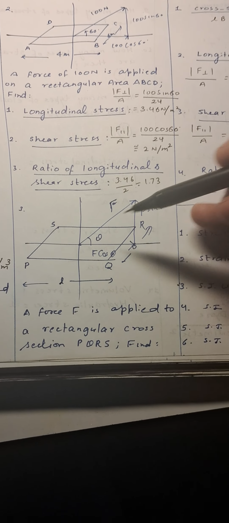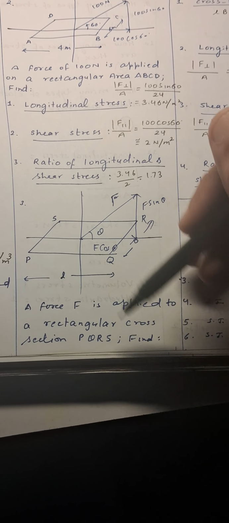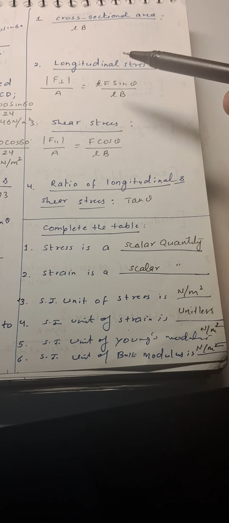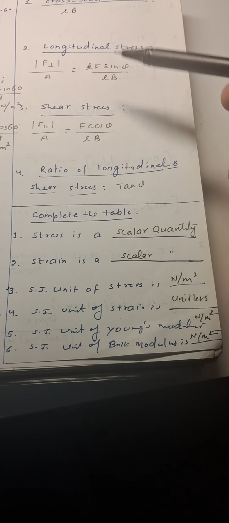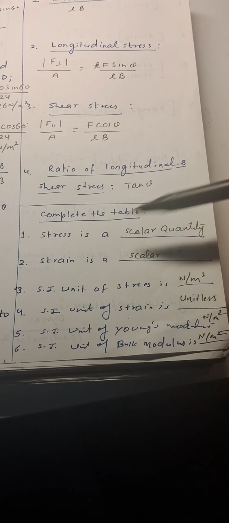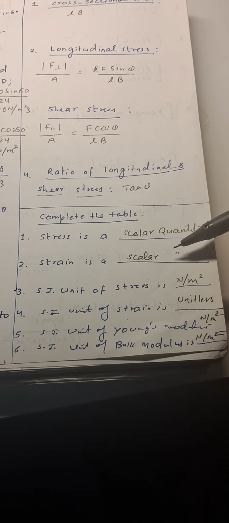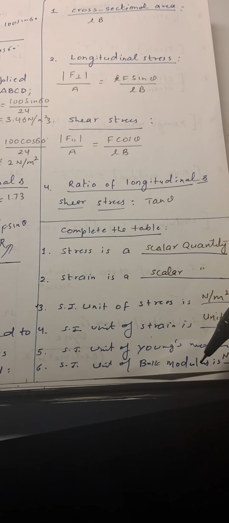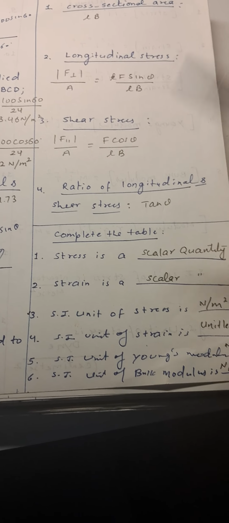Then we have a question based on a force acting at an angle theta, and we need to calculate the various parameters like cross-section area, longitudinal stress, shear stress ratio. Then we have a table-based question on stress being a scalar quantity, SI unit, CGS unit, and dimensions. So these are the very basic level questions needed to check your basic understanding of the topic. Let's move on to the next worksheet.